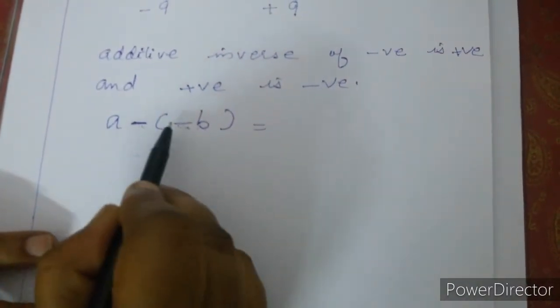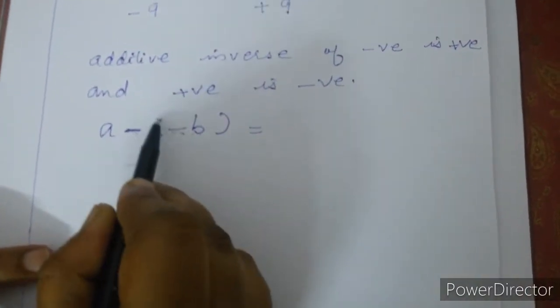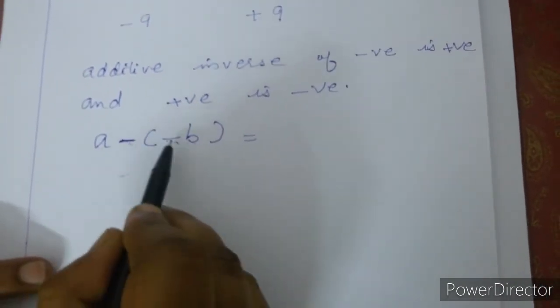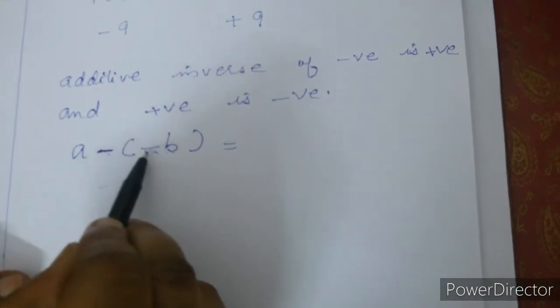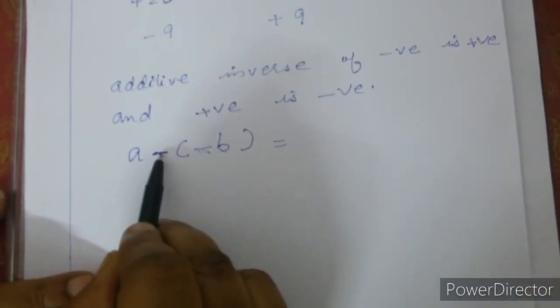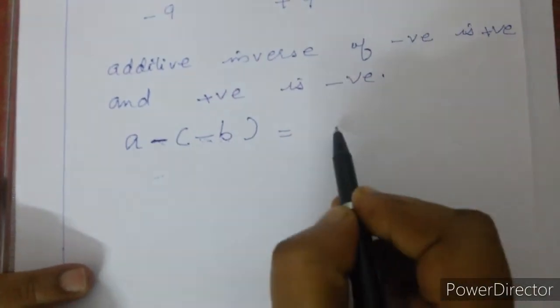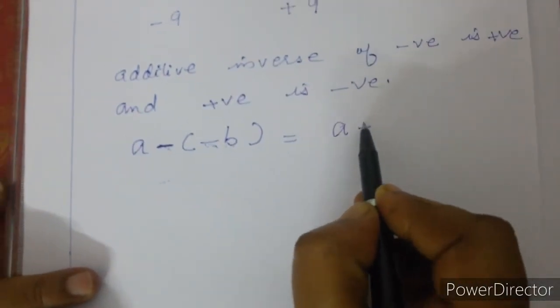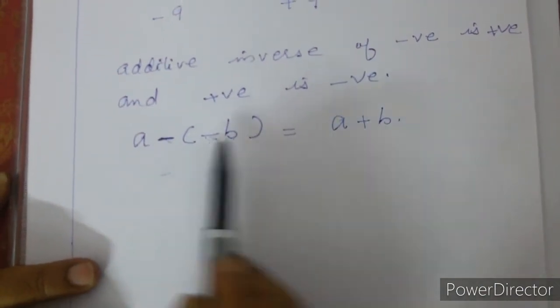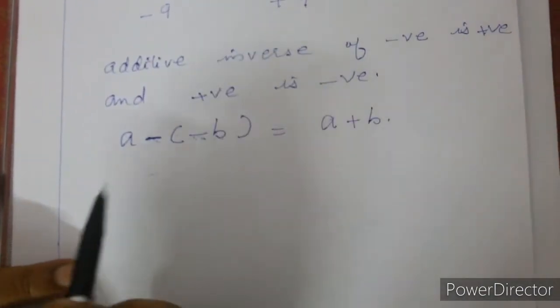Actually, when these two signs come together without any number or any digit, it means we have to multiply them. So here we get minus into minus, plus. So A plus B will be here. A minus of minus B equals A plus B.